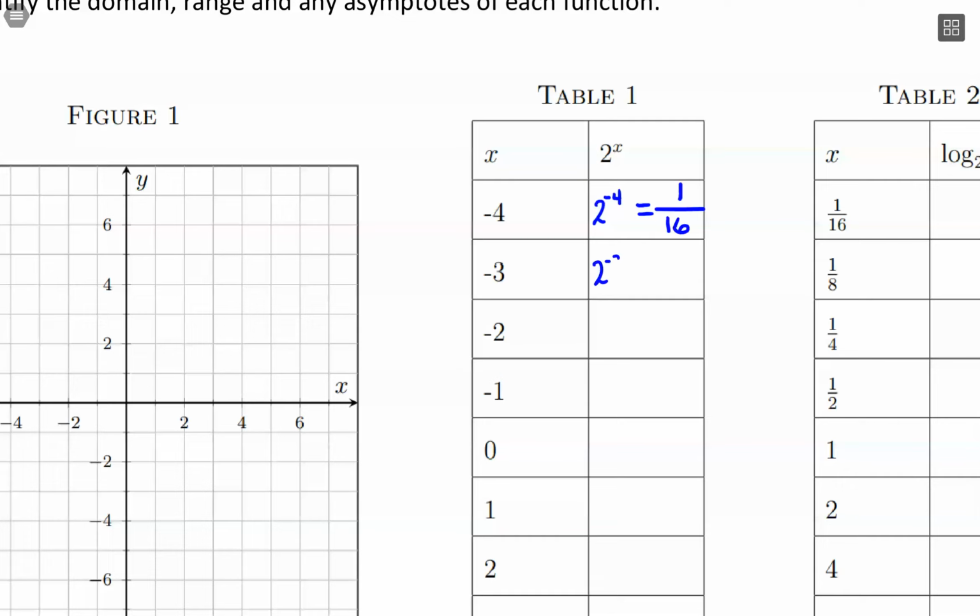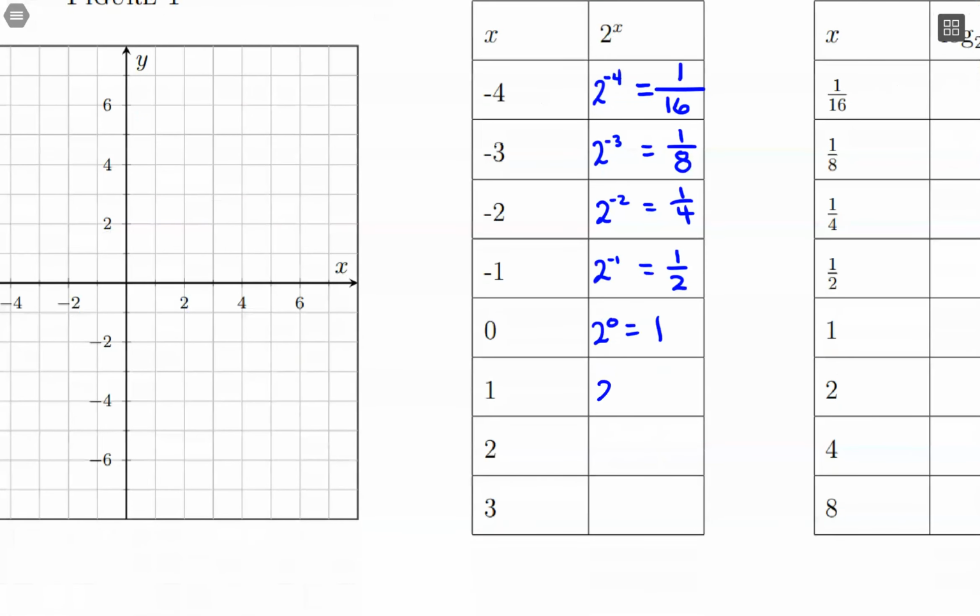2 to the negative 3, which is 1 over 8. 2 to the negative 2, which is 1/4. 2 to the negative 1, which is 1/2. 2 to the 0, which is just 1. And then 2 to the 1, which is 2, 2 squared, 2 cubed.